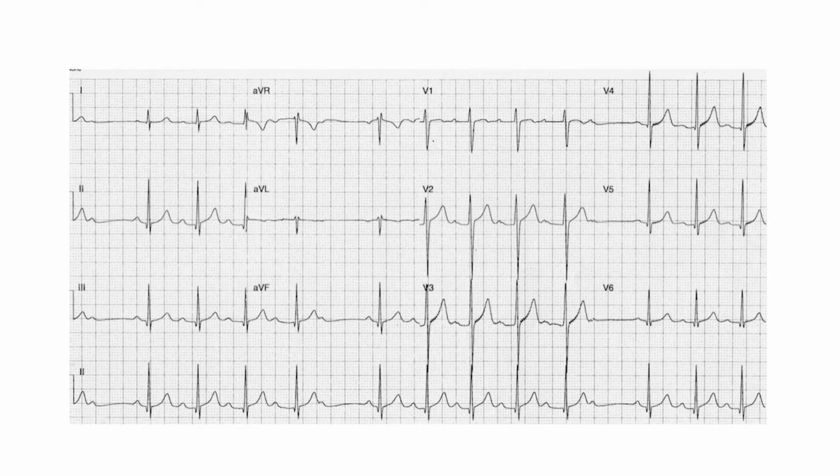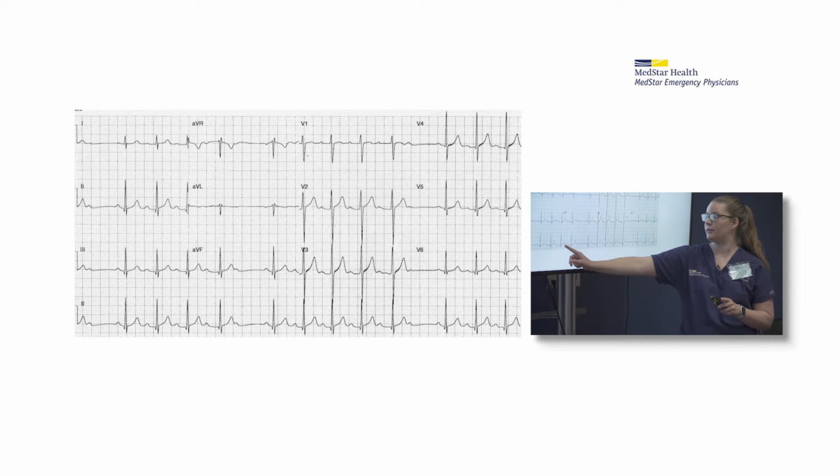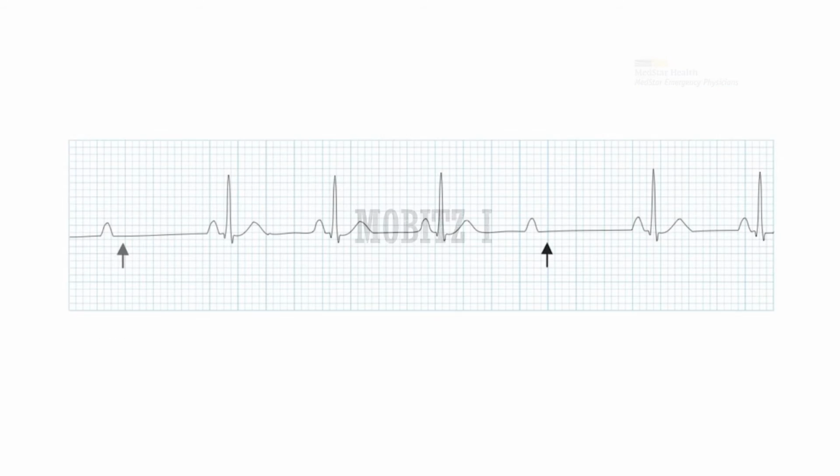All right, getting trickier as we go. So we'll look at our rhythm strip on lead II here. But we've got a P wave here, and then our PR interval is getting a little bit longer. P wave here, here, here. Awesome. Mobitz 1, you got it. You did it. All right.